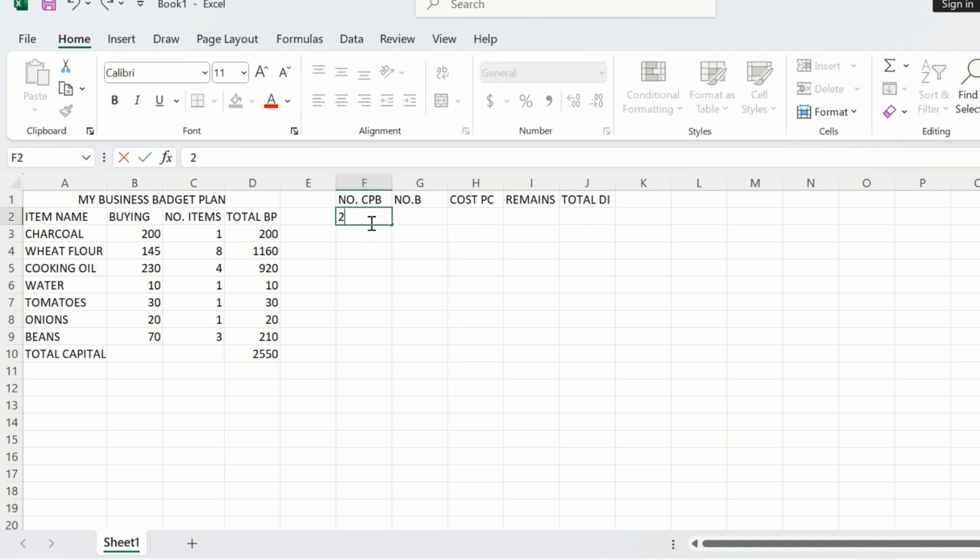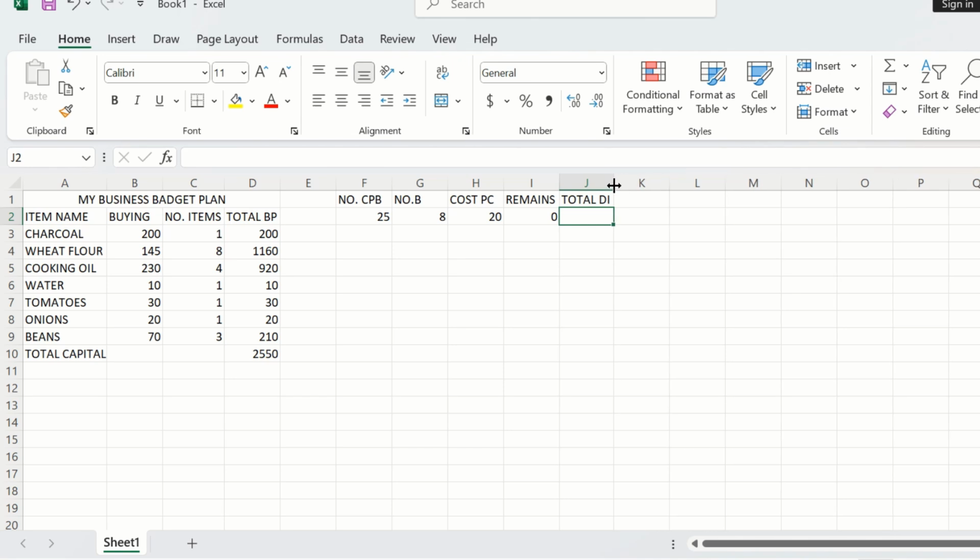So each bag, let's say it will produce 25 chapatis. You cook at least all of them. The cost per chapati is 20 bob. You sell and there is nothing remaining. So the total income will be the total income per day.